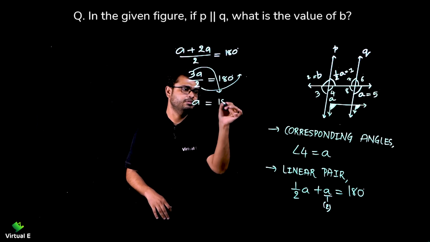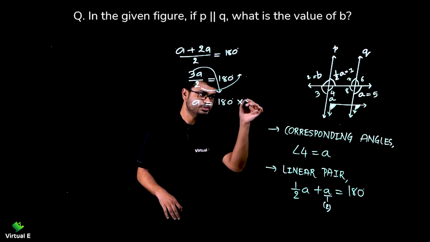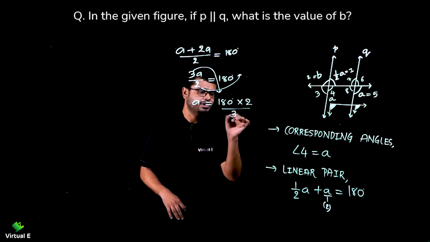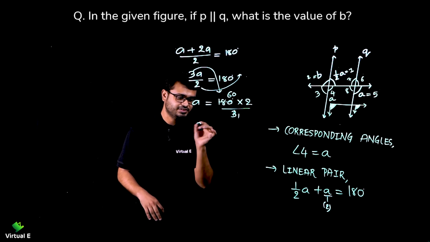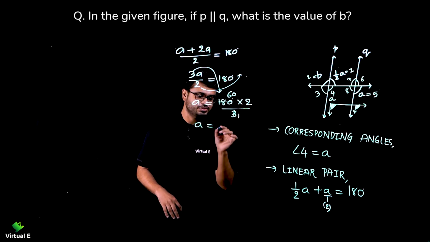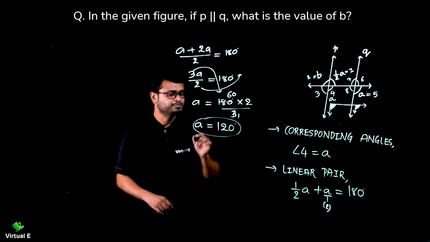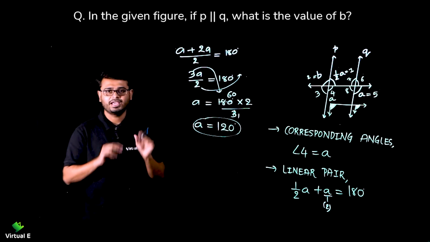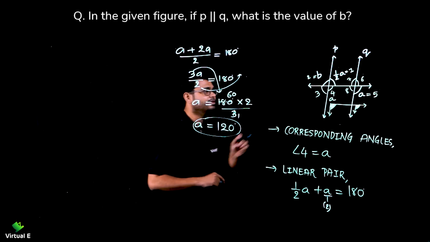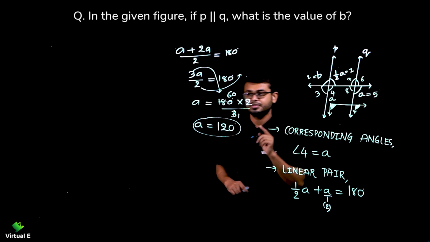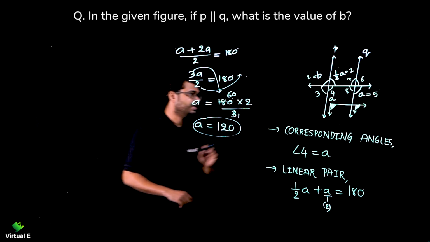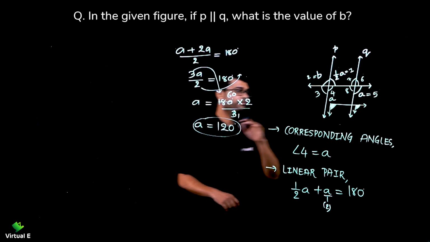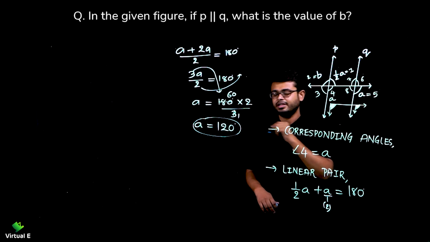So A is equal to 180 degrees into 2 over 3. Now 3 ones are 3, 60s are, right? So A is equal to 60 into 2, that is 120 degrees. So we get the value of A. I told you we need to get the answer in terms of numbers, right? It's given, find the value of B, right? So the value of A we have is 120 degrees.